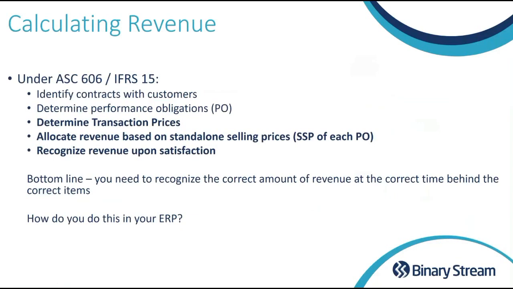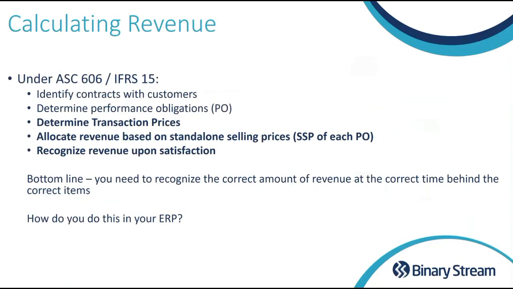What we need the software to do to make our lives easier, rather than having to go out to Excel, is determine what are the transaction prices, the standalone selling prices of each of those obligations, and then allocate the revenue based on the standalone selling price, and then recognize the revenue upon satisfaction. This is the point where we put in the dates that says, yes, I've met that milestone, or I've met that deliverable, that performance obligation.